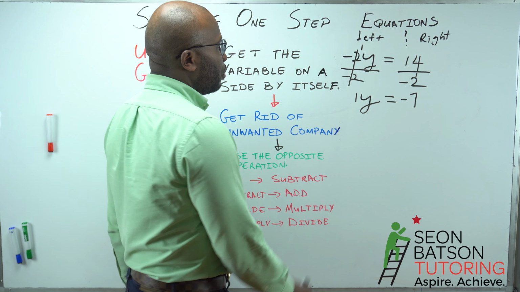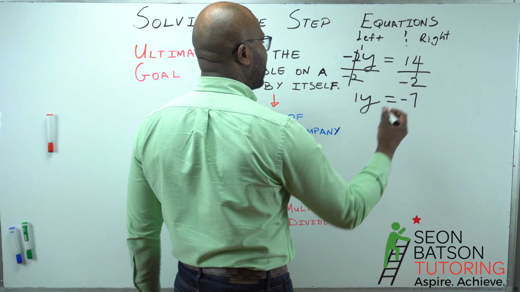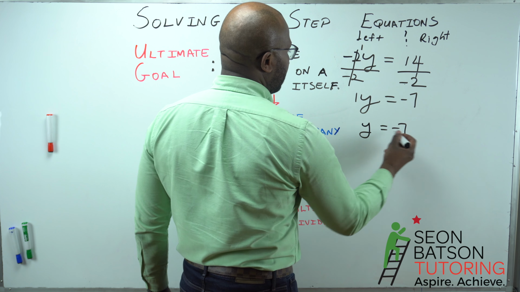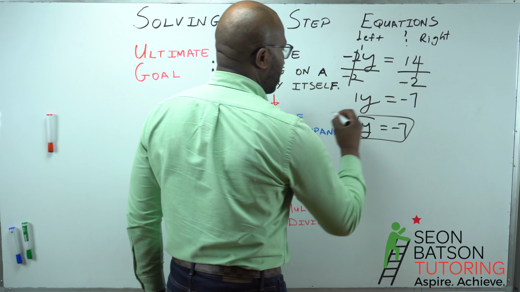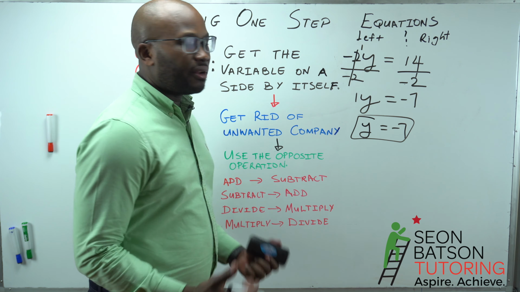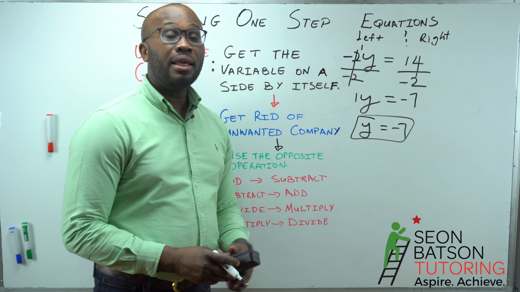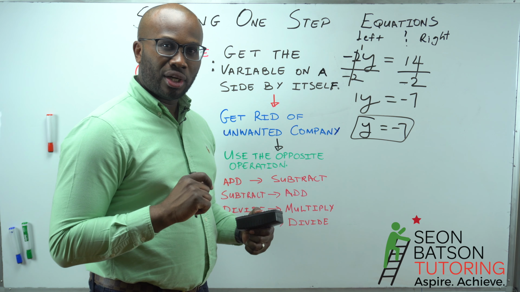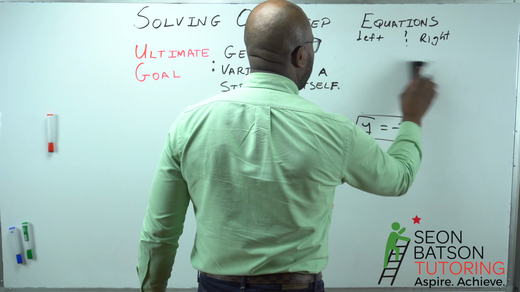So, after dividing by -2, 1y is equal to -7, or we can say y is equal to -7 because 1y and y is the same thing. So our solution, y is equal to -7. Again, our goal is accomplished. The y is on the left side by itself. So far, so good? All right. I'm going to do one more, and then it will be your turn to shine.